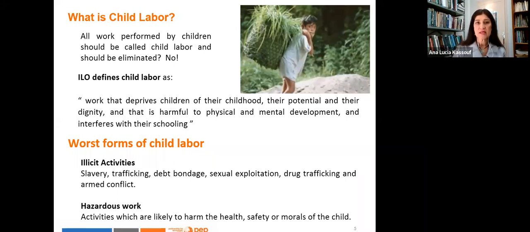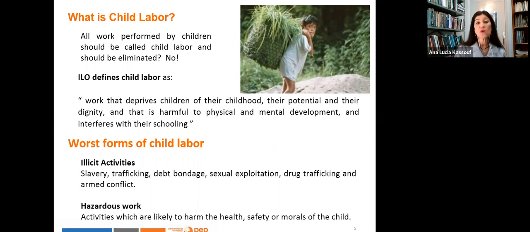The ILO, the International Labor Organization, defines child labor as work that deprives children of their childhood, their potential, and their dignity, and that is harmful to physical and mental development and interferes with schooling. They differentiate between child labor and child work. Child work would be something acceptable if it is at an age level that is not very young, for example children more than 14 years old, and so on.